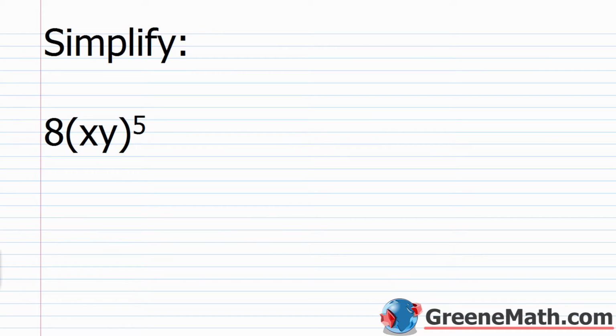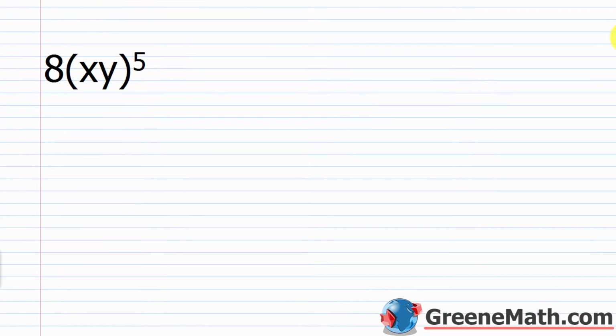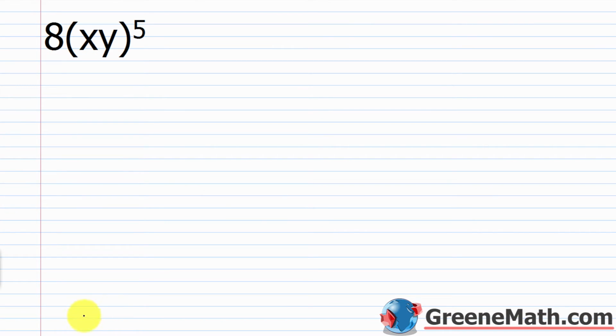All right, so we want to simplify. And we look at our first problem here. We have 8 times xy, and then this is raised to the 5th power. Now notice only the xy inside of the parentheses is raised to the 5th power, not the 8. So we can separate this a little bit to make it clear and say we have 8 times, inside of parentheses, xy. This is raised to the 5th power.